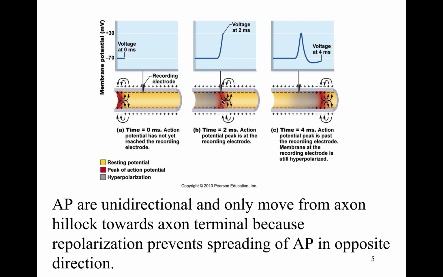axon. That previous region has now gone from the depolarization phase of an action potential to the repolarization phase of an action potential. So during repolarization, we're going to be losing a ton of potassium ions, bringing that membrane potential back down towards -70, or the resting membrane potential. So action potentials are unidirectional and are only going to move from the axon hillock towards the axon terminal because repolarization is going to prevent the spreading of that action potential in the opposite direction.